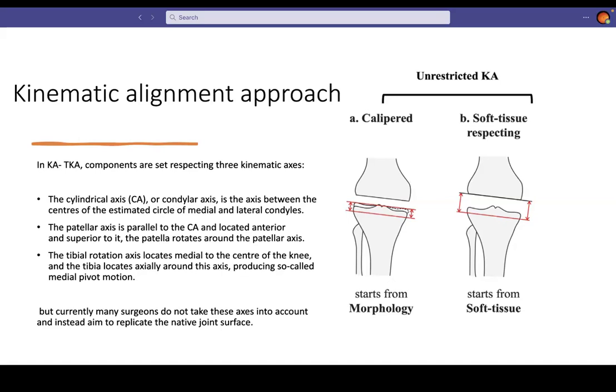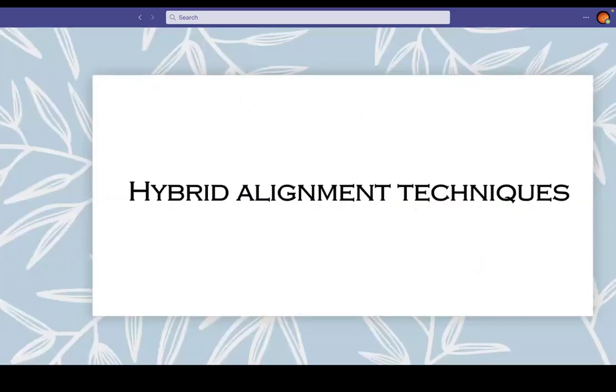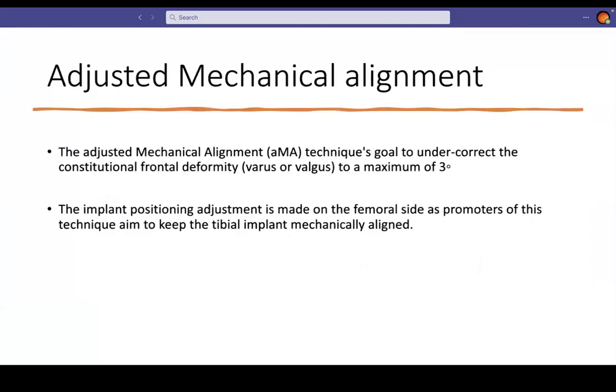But many surgeons do not take these axes into account and instead aim to replicate the native joint surface. Now let's move forward to the hybrid alignment techniques. In adjusted mechanical alignment, the goal is to undercorrect the constitutional frontal deformity to a maximum of 3 degrees. So this is a hybrid technique which takes into account the patient-specific alignment strategy as well as the mechanical alignment strategy. The implant positioning adjustment is made on the femoral side, as promoters of this technique aim to keep the tibial implant mechanically aligned.